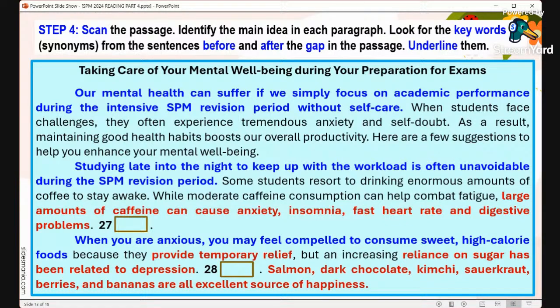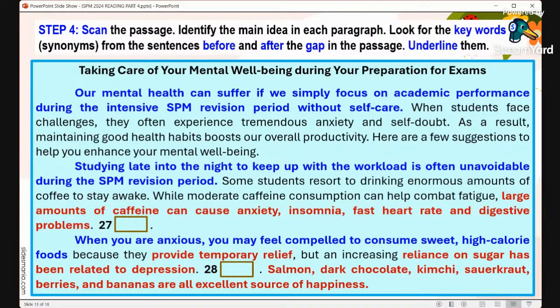Some students resort to drinking enormous amounts of coffee to stay awake. Now, while moderate caffeine consumption can help combat fatigue, large amounts of caffeine can cause anxiety, insomnia, fast heart rate, and digestive problems. So, what would be a good concluding statement for that paragraph? That's what we have to figure out.